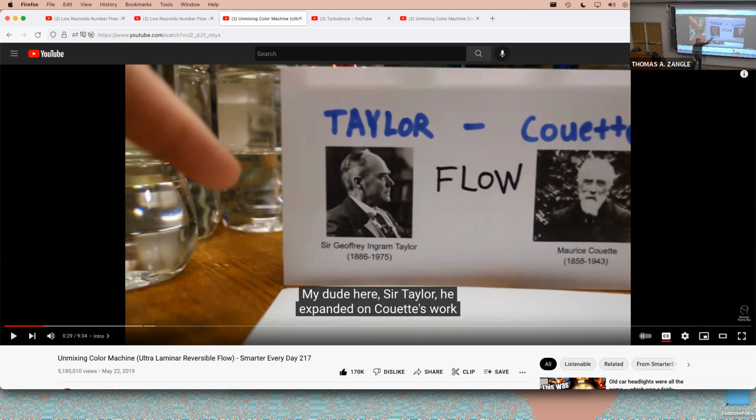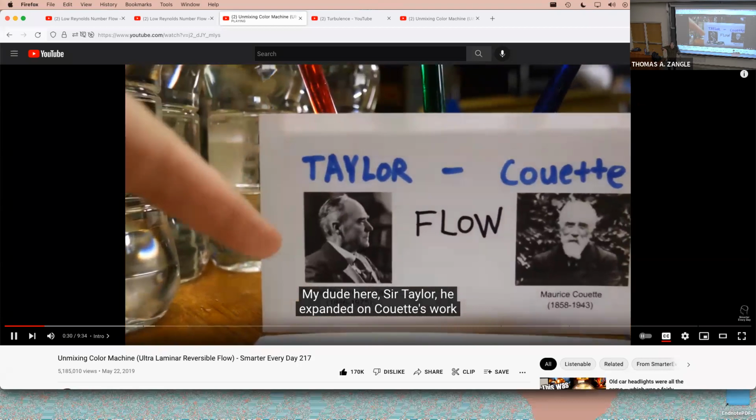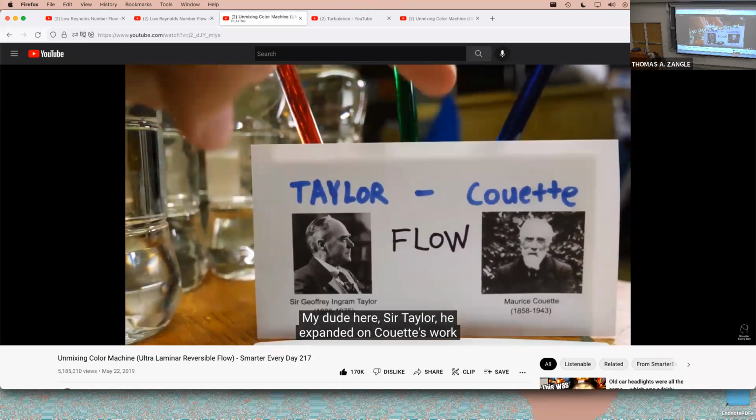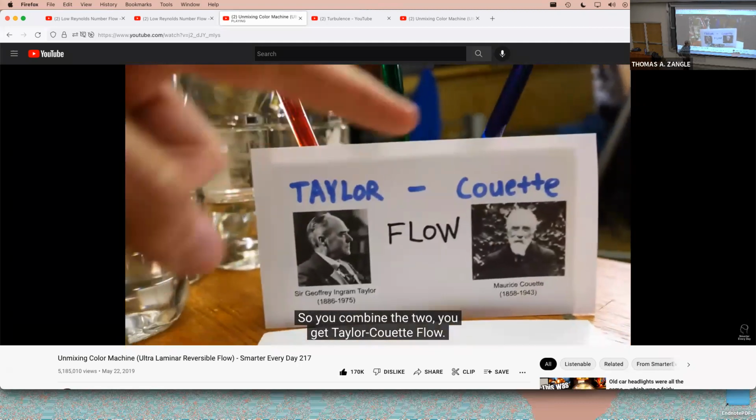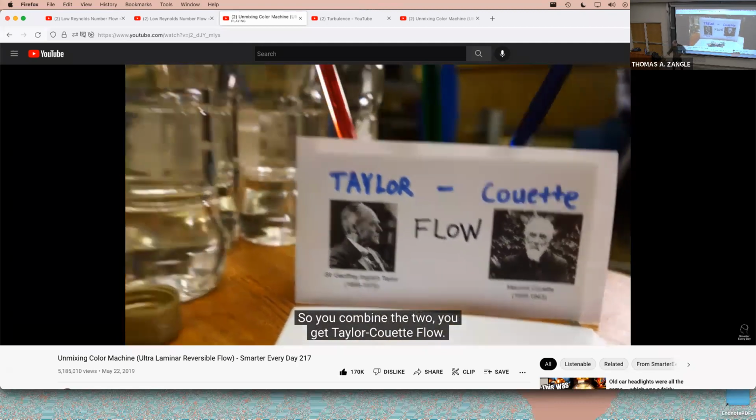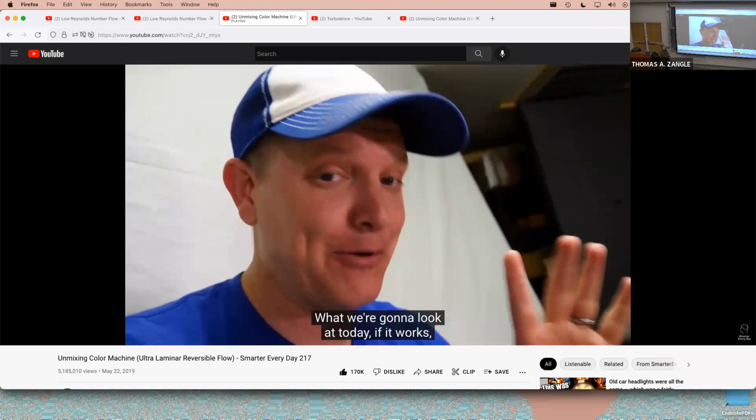And then you've got to introduce Taylor. Taylor, our old friend from scaling, right, the atomic bomb estimation thing. Same guy, did a lot of good mechanics. Sir Taylor expanded on Couette's work and measured stability inside Couette flow. So you combine the two, you get Taylor-Couette flow. What we're going to look at today, if it works.